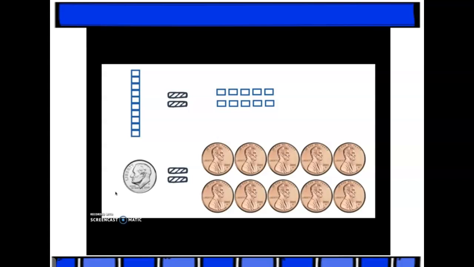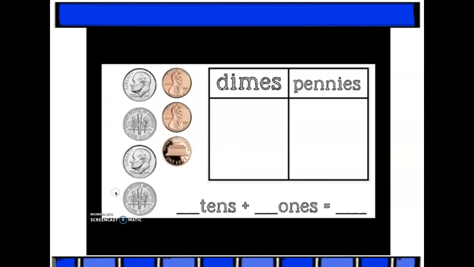So, how much money did I have fall out of my bag today? Well, let's see. I made this place value mat, which looks exactly like our other one, except for in the 10 spot, I wrote the word dimes. And in the 1 spot, I wrote the word pennies. Again, that's because dimes are worth 10 cents and pennies are worth 1.